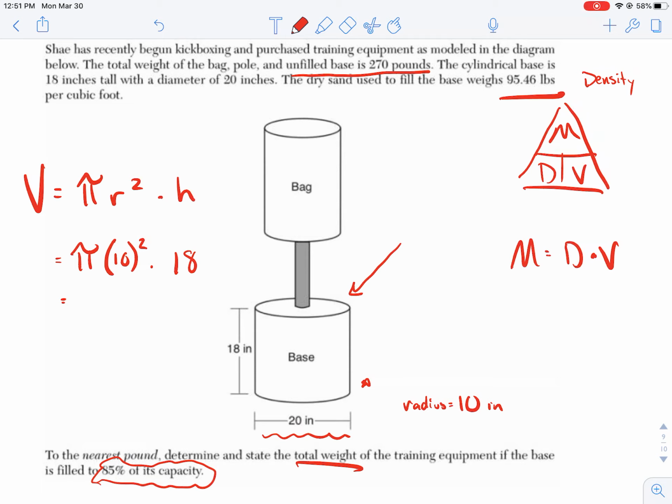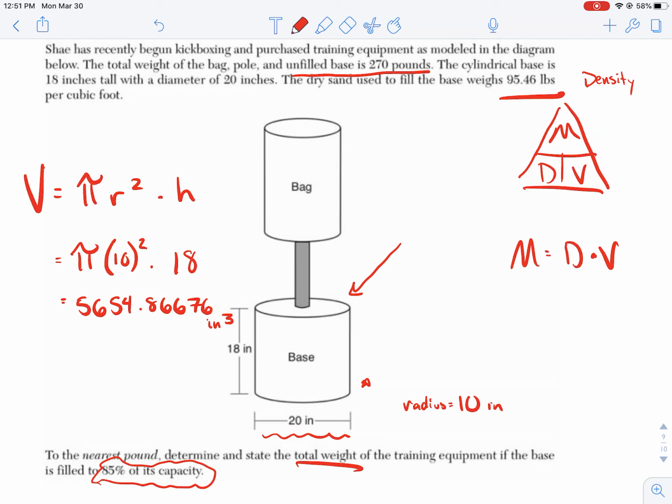Okay? So now, in order to find this volume, I go pi times 10 squared, which is 100, times 18. And you should get 5654.86676, and this is in what? Inches cubed. Okay?